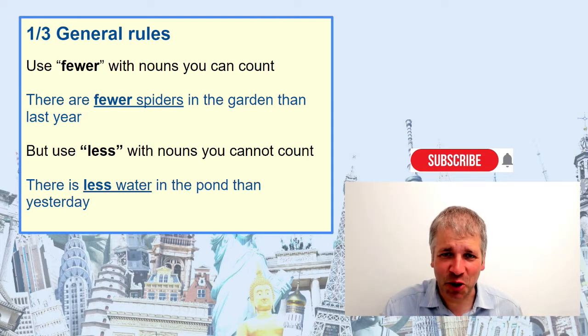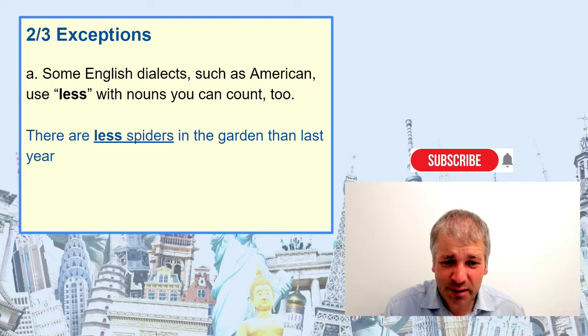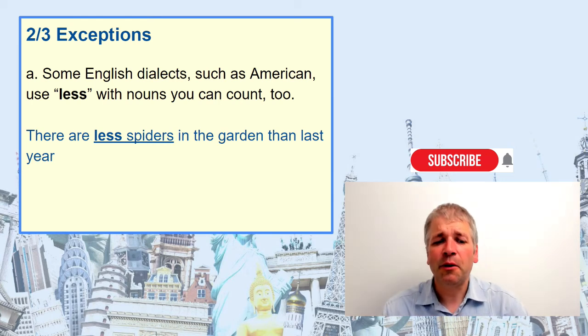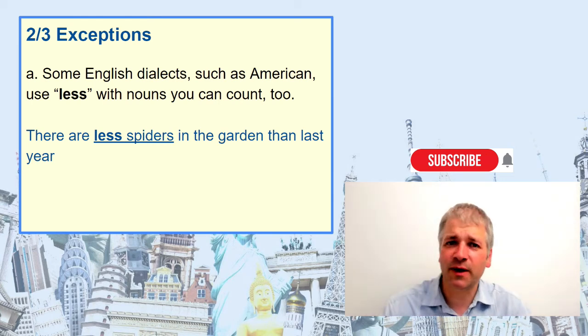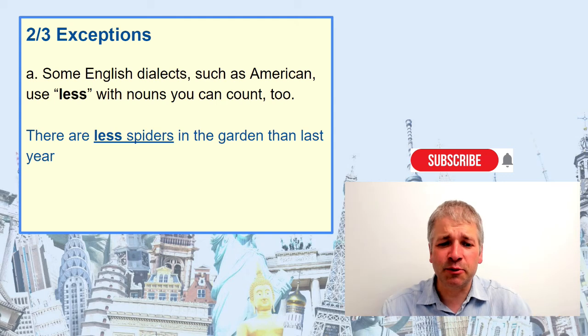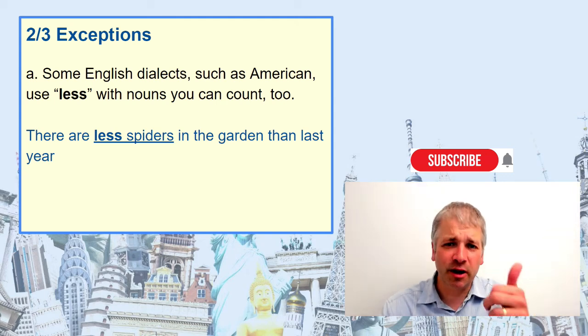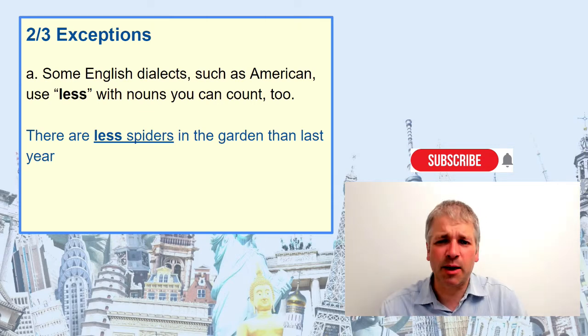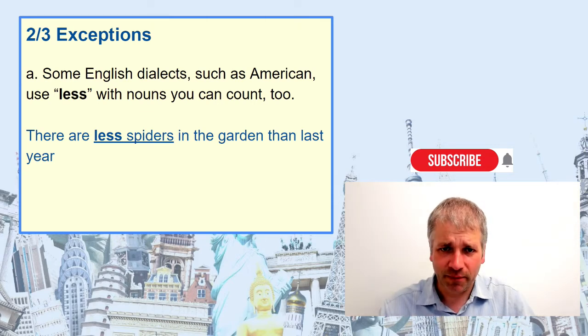However, there are some complications. Firstly, some English dialects, such as American, use less with nouns you can count too. So, in some countries you would say, there are less spiders in the garden than last year. Less would be used with words that you can go 1, 2, 3, 4 of as well. So yes, less in these countries is used in the same way as fewer.